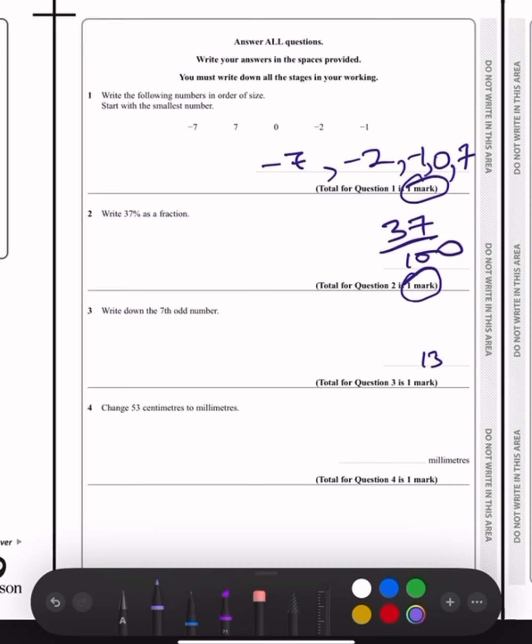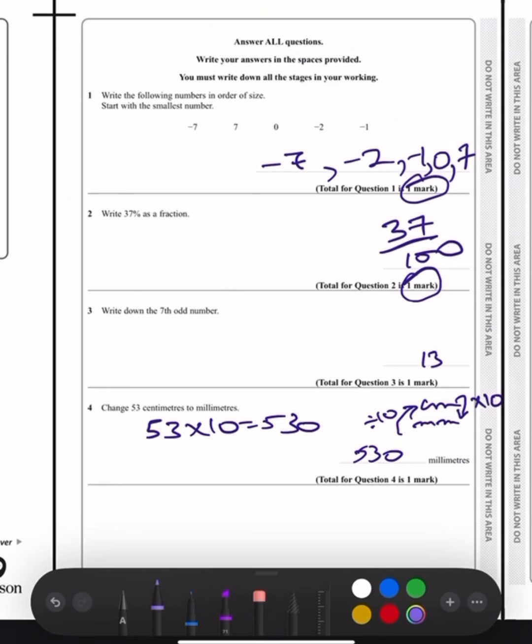Moving on to the next question. Our next question is change 53 centimeters into millimeters. So the rule from centimeters to millimeters is to multiply by 10. When you go down, you multiply by 10. If you go up, you divide by 10. Here, because they're asking from centimeters to millimeters, we know we're going down, so we multiply by 10. So we would do 53 times 10, which gives us an answer of 530 millimeters. Simple, and that's how you gain your mark.